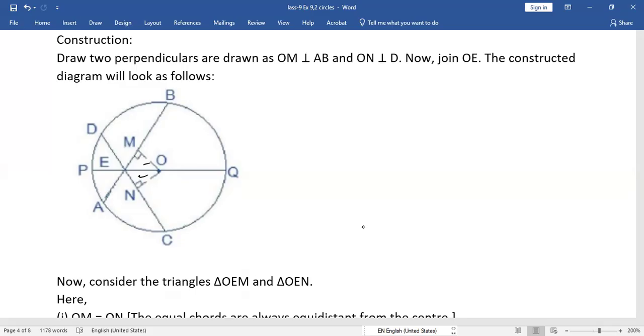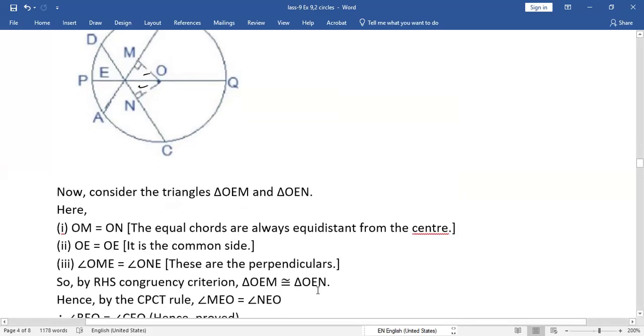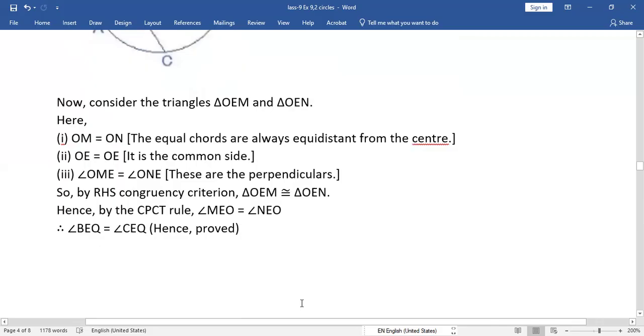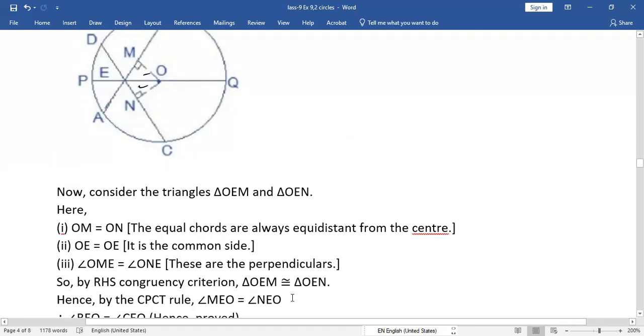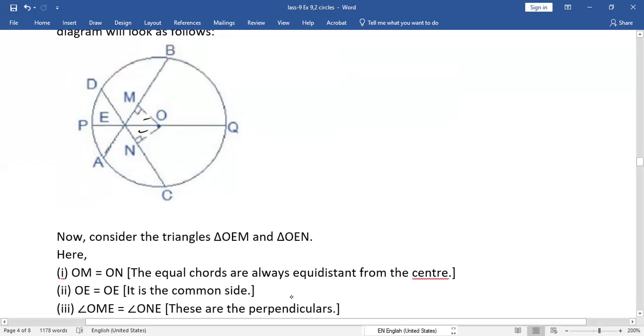So angle OME and ONE are perpendicular, and by CPCT, MEO is equal to NEO. Also BEQ is equal to CEQ. So what is BEQ? This angle is the same thing as MEO, that means BEQ is equal to this angle. That is proved, whether small triangle or big triangle.